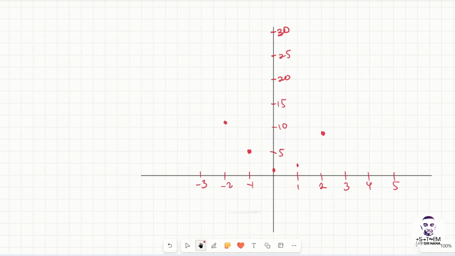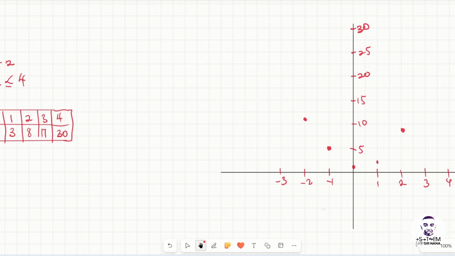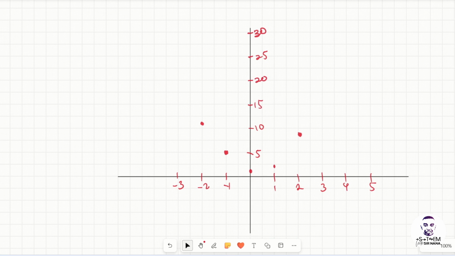And then we have 3 goes with 17, and then 4 with 30. So 3 goes with 17, right, which is here. And then 4 goes with the last value here, which is 30. So we can draw our curve, right? This one, freehand, to pass through all the points. So this is our quadratic graph.